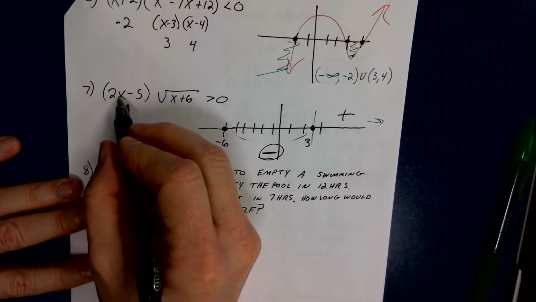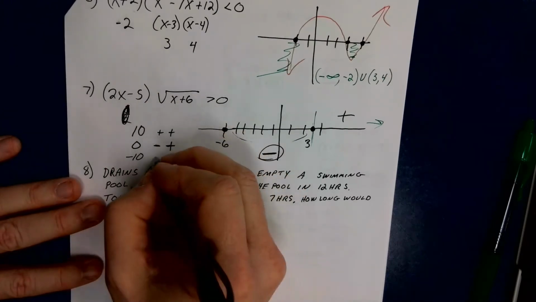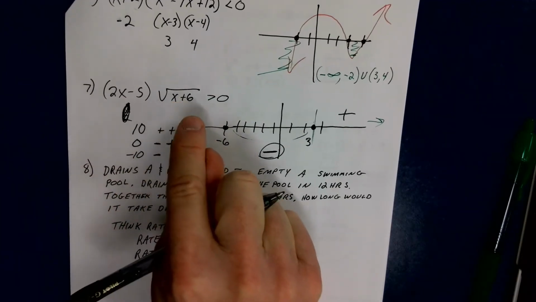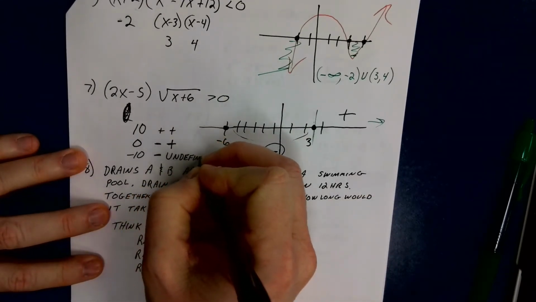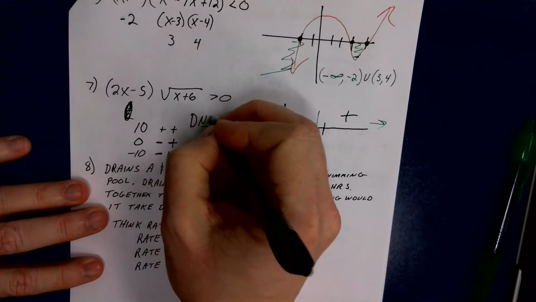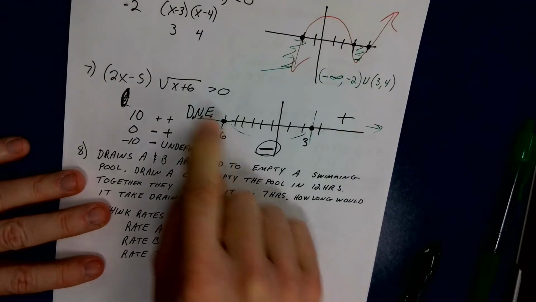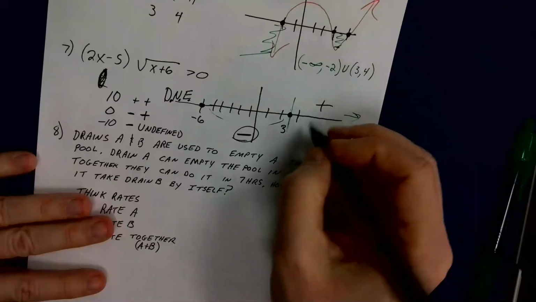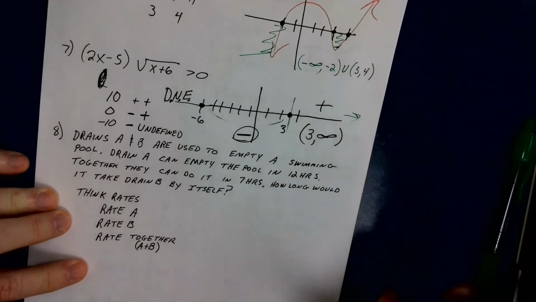Negative 10 times 2 is negative 20. Negative 20 minus 5 is negative 25. So that's a negative. Put negative 10 into here. Negative 10 plus 6 is negative 4. Square root of negative 4 is, ooh, look at that, we got a new one. That's undefined, which means that everything over here does not exist. So in this case, my solution to this expression, where it is greater than 0, is pretty easy: from 3 to infinity. Those are the only solutions to this.